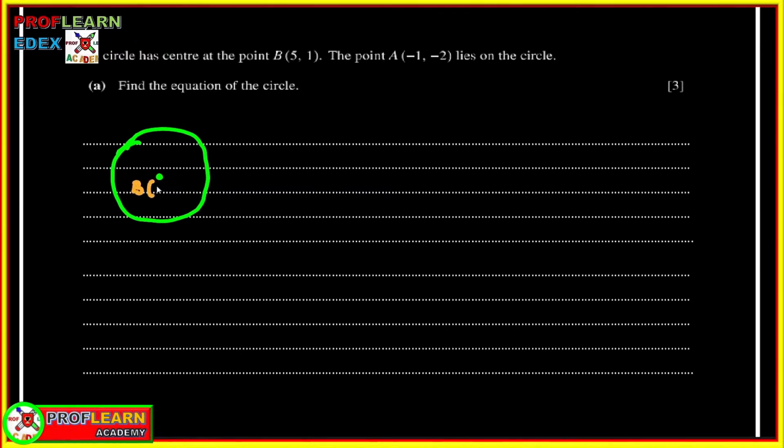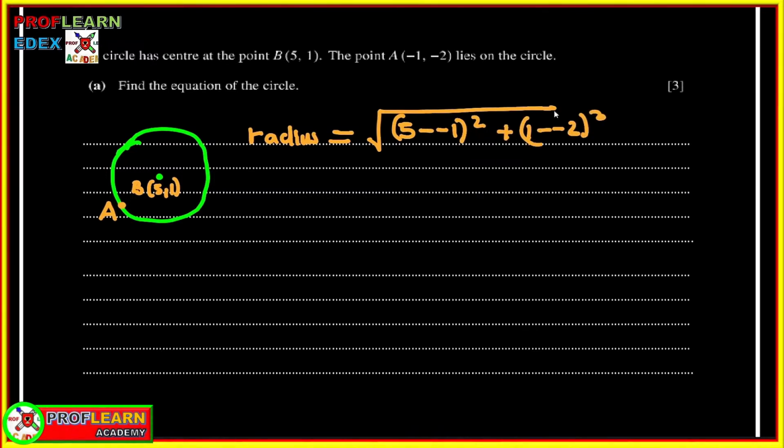So we were given the center there, and then we have a point on the circle, which is actually A here. So the radius is going to be like that. This is how we find the radius.